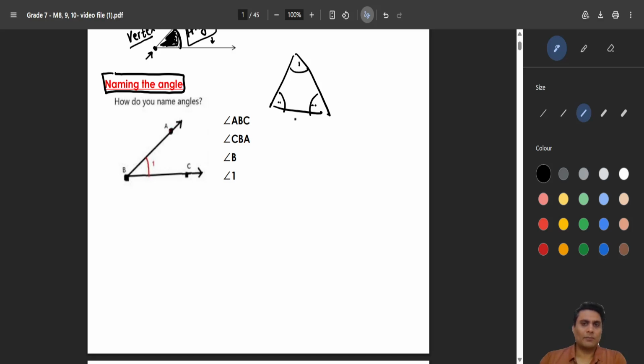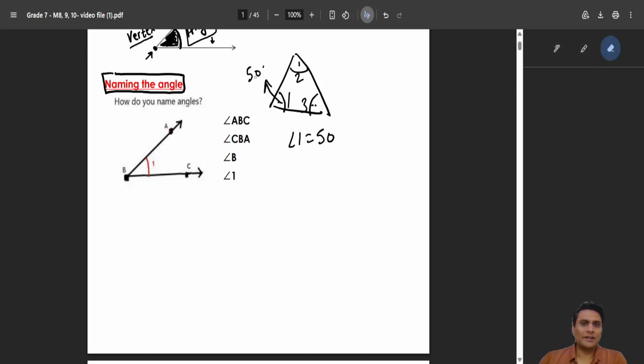Right? But if I want to talk about a specific angle, how will I do that? I have to name these angles, right? For example, I will say this is angle 1, this is angle 2, this is angle 3. If I give them name, it will be easy for me to call out the angles. So if I say angle 1 is equal to 50 degree, you know that we are talking about this angle. Okay? So naming of angles is very important. So now I will tell you in how many ways can you name an angle.